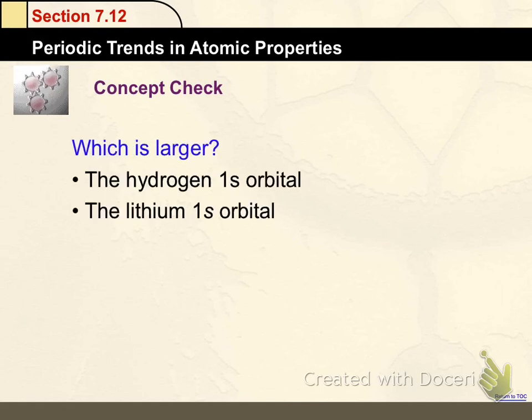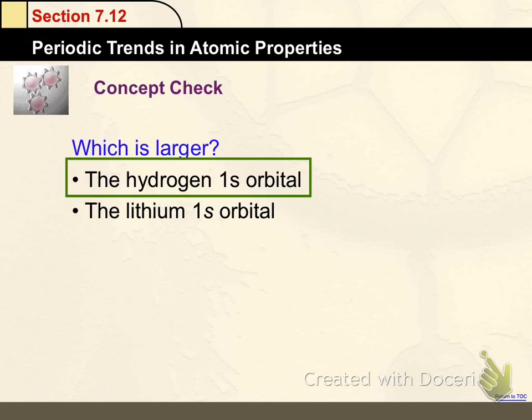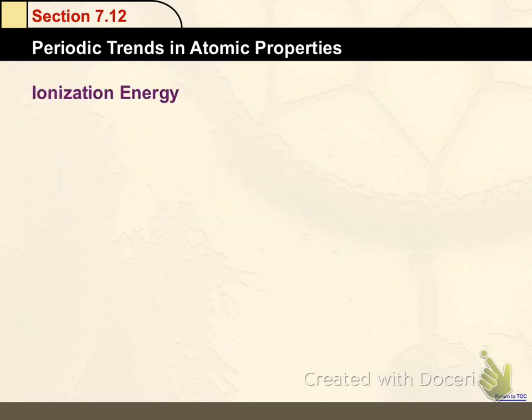Let's actually look at specific electrons now. Which is in specific orbitals? Which is larger, the hydrogen 1s orbital or the lithium 1s orbital? Well, hopefully you thought of the hydrogen 1s orbital. It's larger because the lithium 1s orbital has 3 protons, so there's a greater charge, and that's going to pull the 1s orbital closer to the nucleus. All right, let's move on.